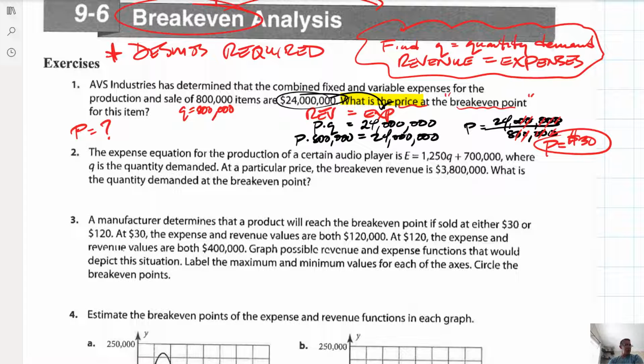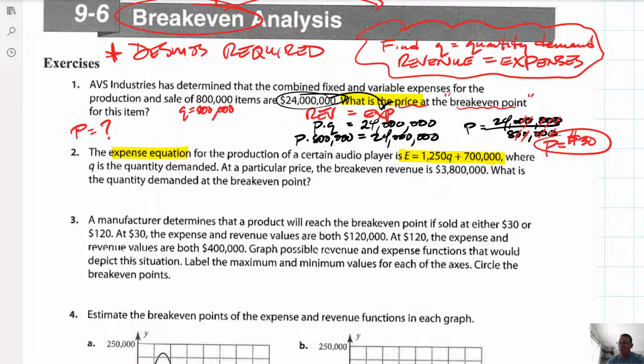Okay, number two. We're going to go through as much as we can here and give you guys some experience. Number two: the expense equation for production of a certain audio player is given. So we're given an expense function, where Q is the quantity demanded. Q is always the quantity demanded. Remember that, Q for quantity, but we call it the quantity demanded. At a particular price, the break-even revenue is 3,800,000. What is Q at the break-even point? This is very similar to what we just did. Instead of finding P, now we're finding Q.